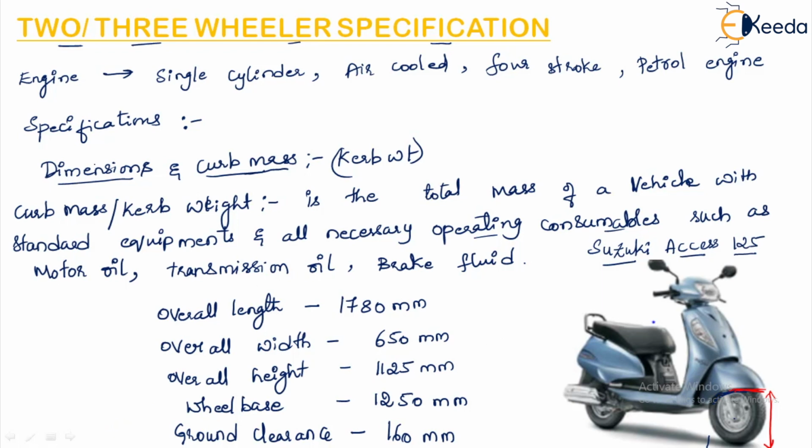Then the last one, that is the curb mass or curb weight. Curb mass of this vehicle is 112 kgs. So the total weight of the vehicle along with all the necessary operating consumables is 112 kgs. So now we will see the specifications of the engine.